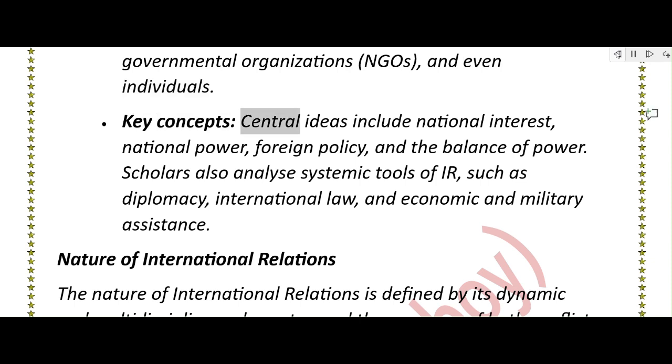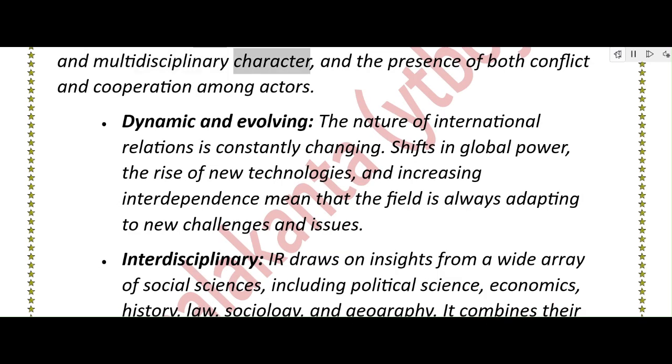Key concepts. Central ideas include national interest, national power, foreign policy, and the balance of power. Scholars also analyze systemic tools of IR, such as diplomacy, international law, and economic and military assistance. Nature of international relations. The nature of international relations is defined by its dynamic and multidisciplinary character, and the presence of both conflict and cooperation among actors.